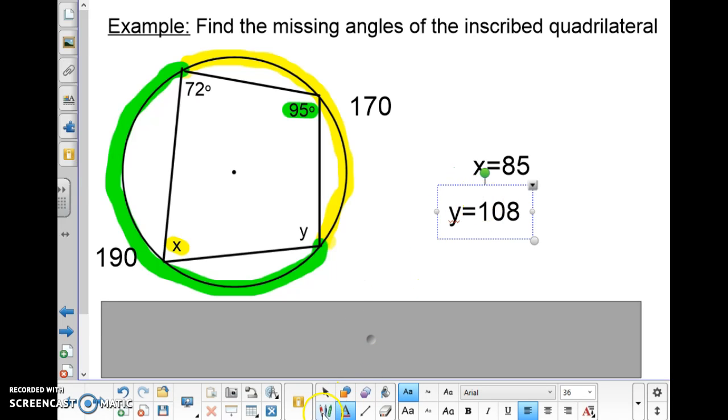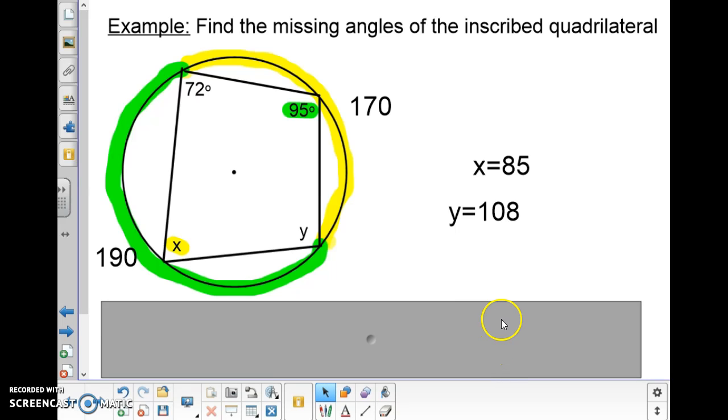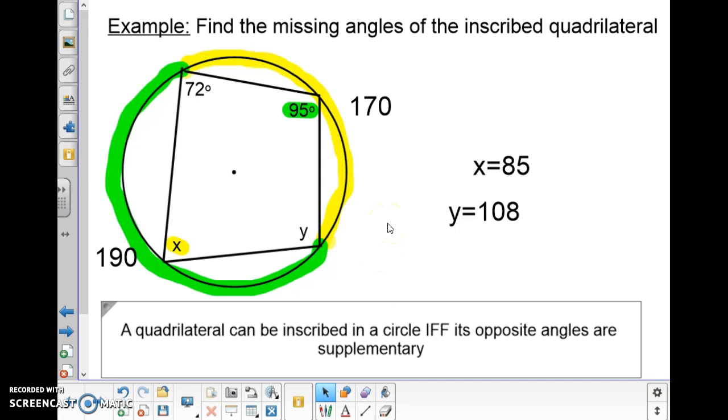Again, if you aren't sure, pause this video for a minute to see if you can check this out yourself. But basically here, what we can conclude is that the X and the 95 are supplementary. The Y and the 72 are supplementary. And so our conclusion here is a quadrilateral is going to be inscribed in a circle if, and only if, so it's the biconditional again, the opposite angles are supplementary. Quadrilaterals are going to be inscribed when their opposite angles are supplementary.